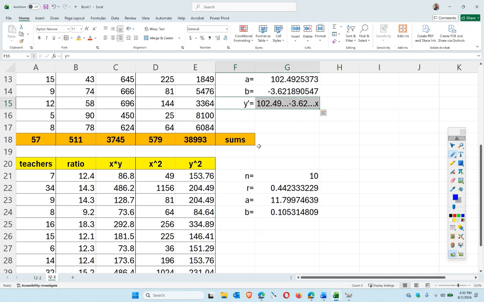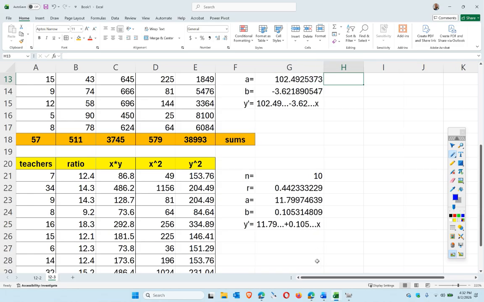Oops. Okay, so this is 11.79 and plus 0.105. I don't know, close enough. They keep going forever. You want to use the exact values anyways, and we do the predictions later on.